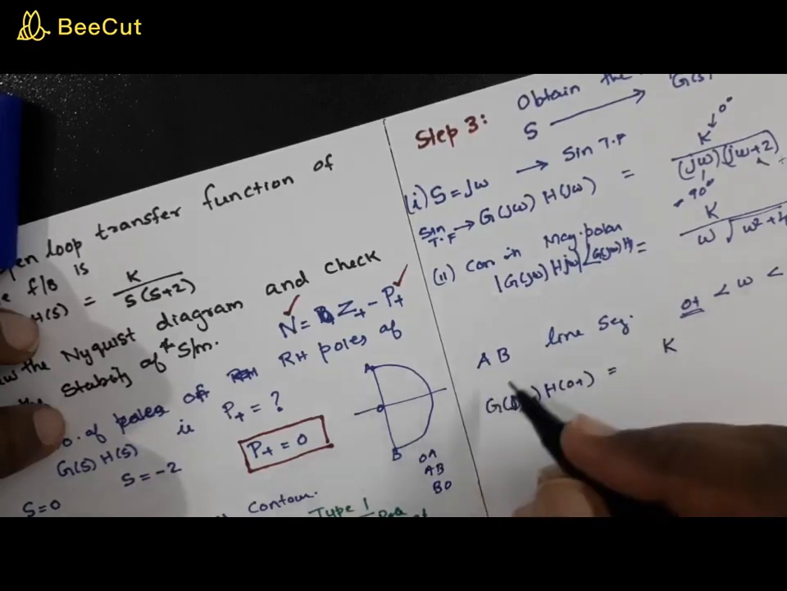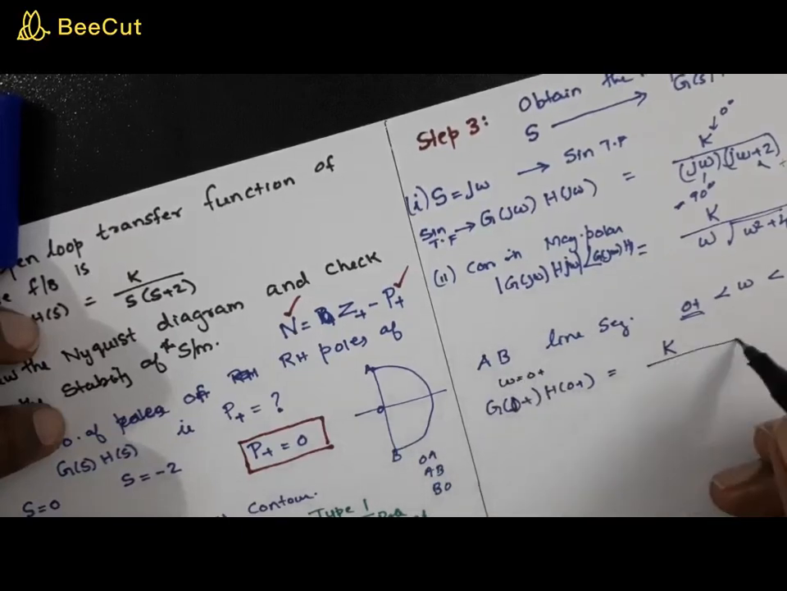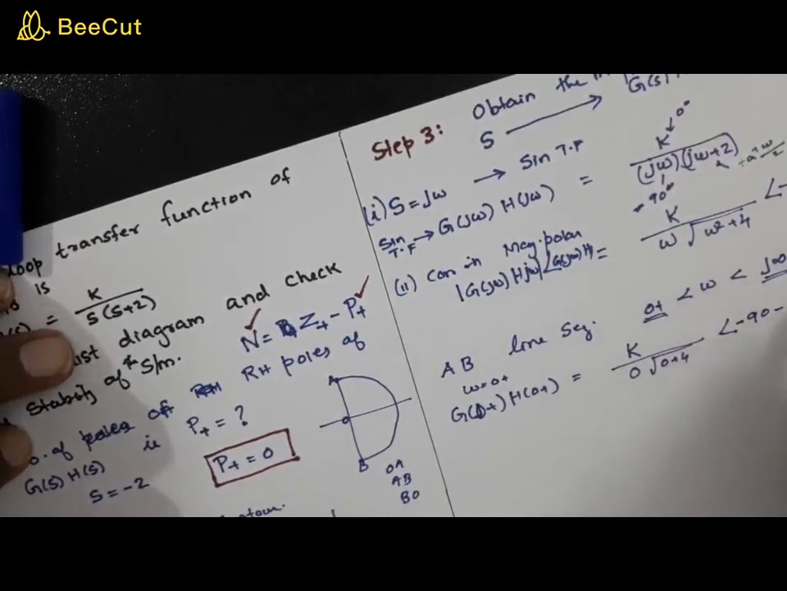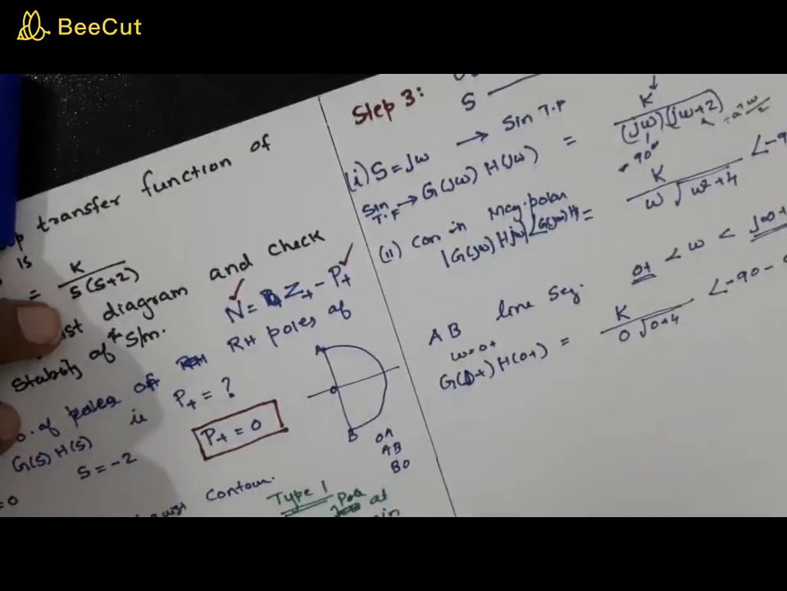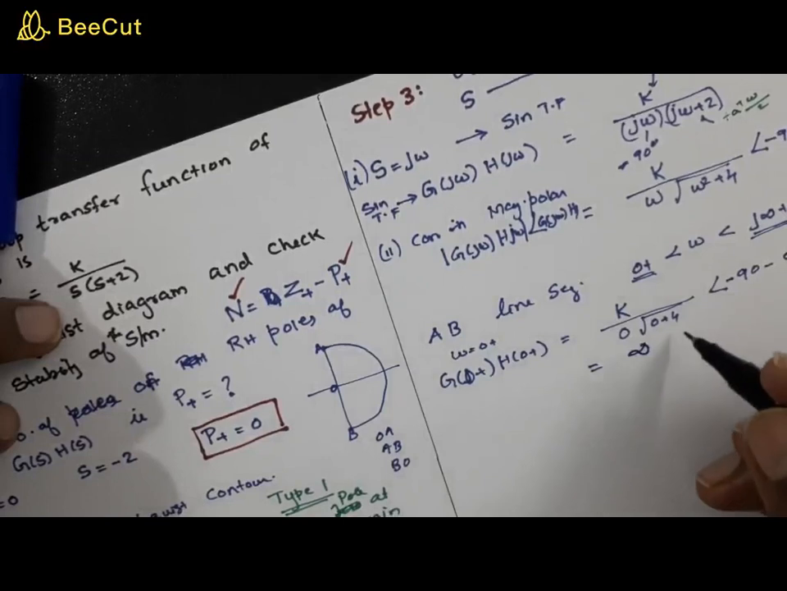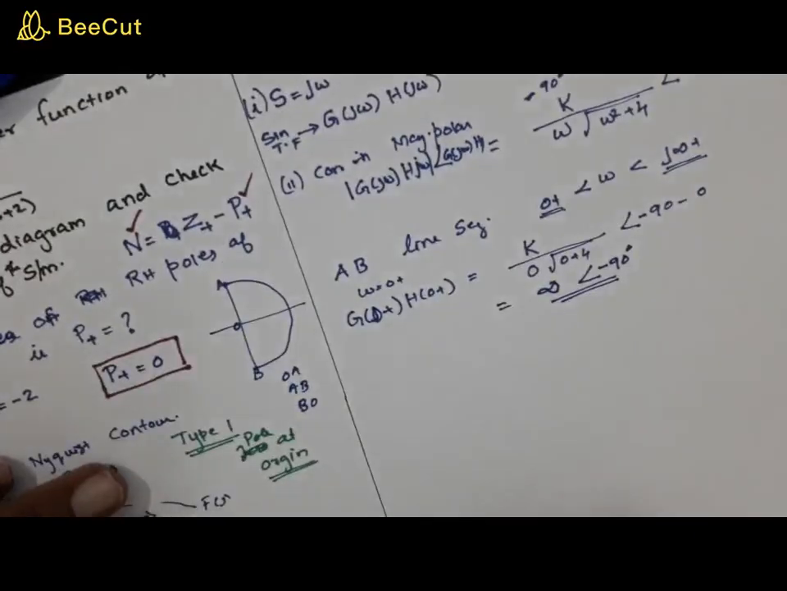You put omega equal to 0 plus. So when you put that, you will get this as k by 0 into root of 0 plus 4, angle minus 90 minus tan inverse 0, which is 0, right? So tan inverse 0 is equal to 0. So you will be getting this as infinity angle minus 90 degree. Okay, infinity angle minus 90 degree.